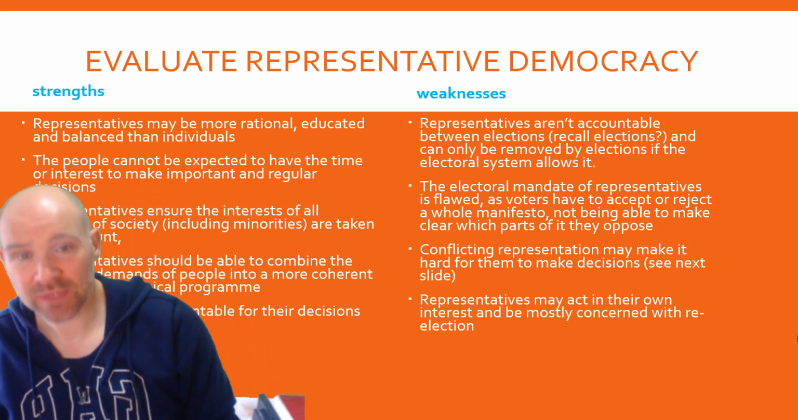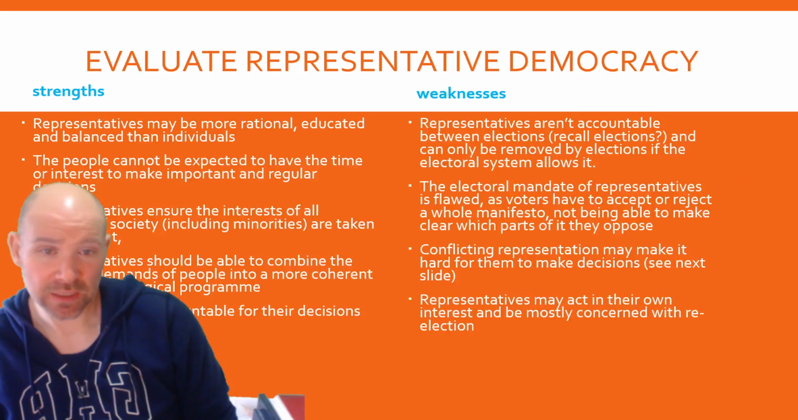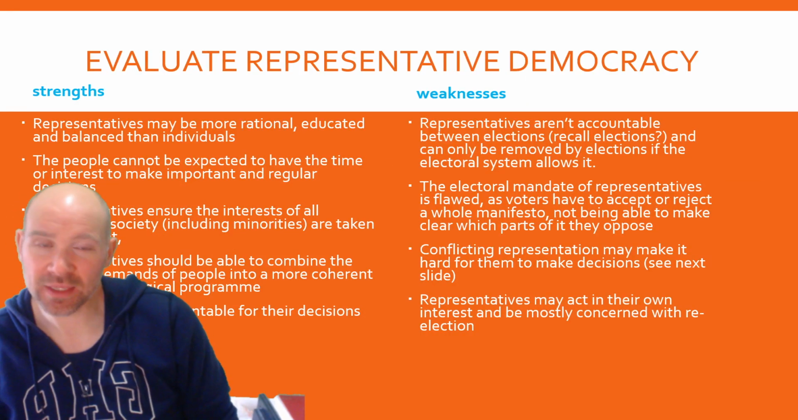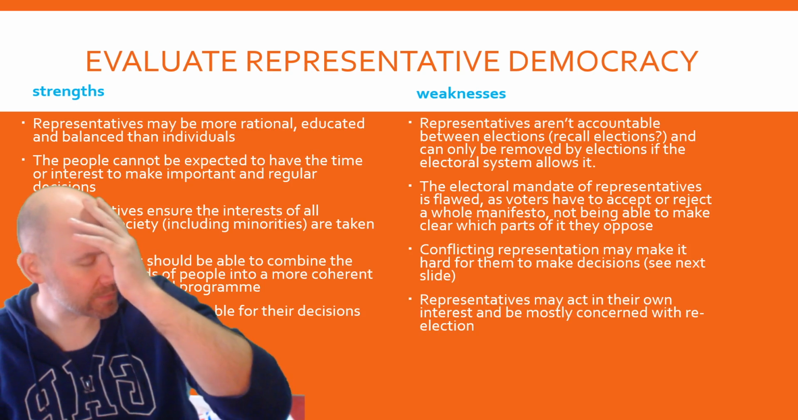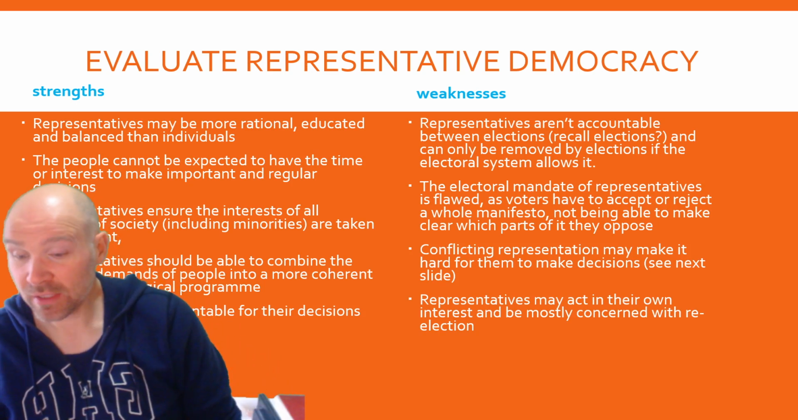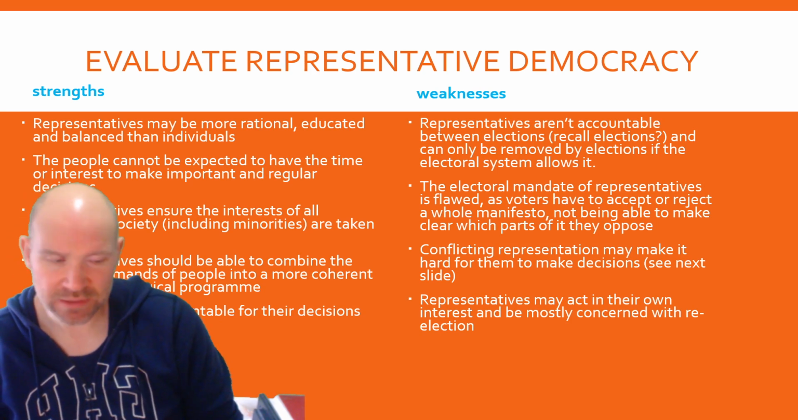So these are some of the issues that occur with representative democracy, some of the strengths, some of the weaknesses. What do you think of it as a system? I think Winston Churchill once said something, and I'm going to get the quote wrong here, but he said something along the lines of democracy is the least worst system we can have, i.e. it's flawed, it has all sorts of problems, but there isn't really a better system.